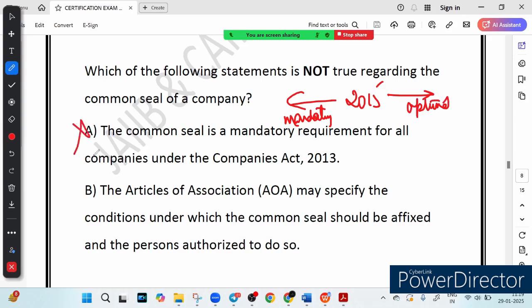Option B says that the Articles of Association may specify the conditions under which a common seal could be affixed and the person authorized to do so. AOA, called Articles of Association, is a document that outlines the internal rules and regulations of a company. It specifies when and how the common seal should be used and who is authorized to affix it.